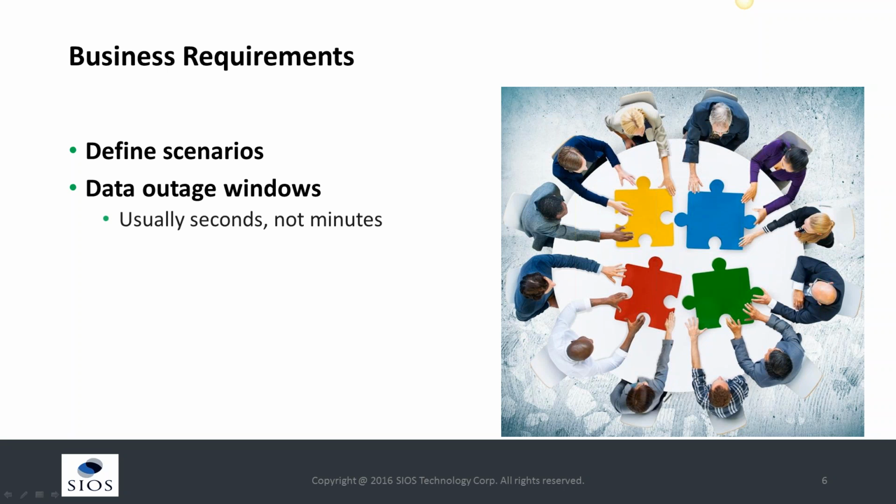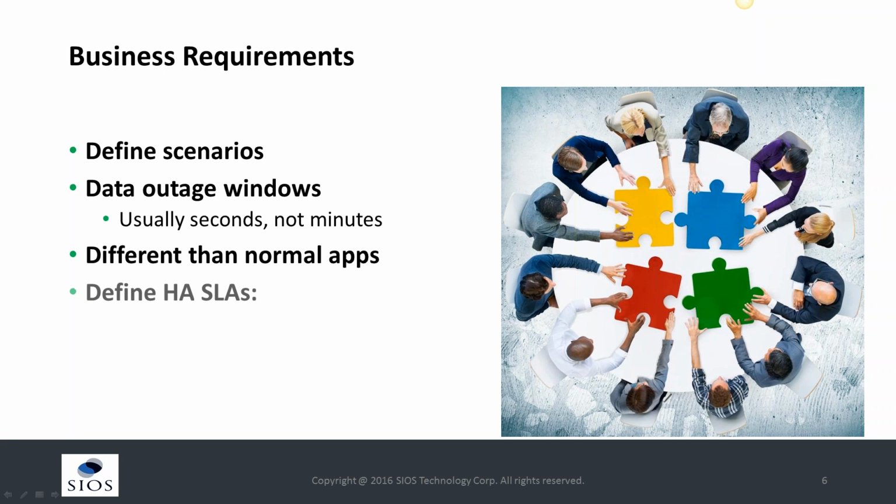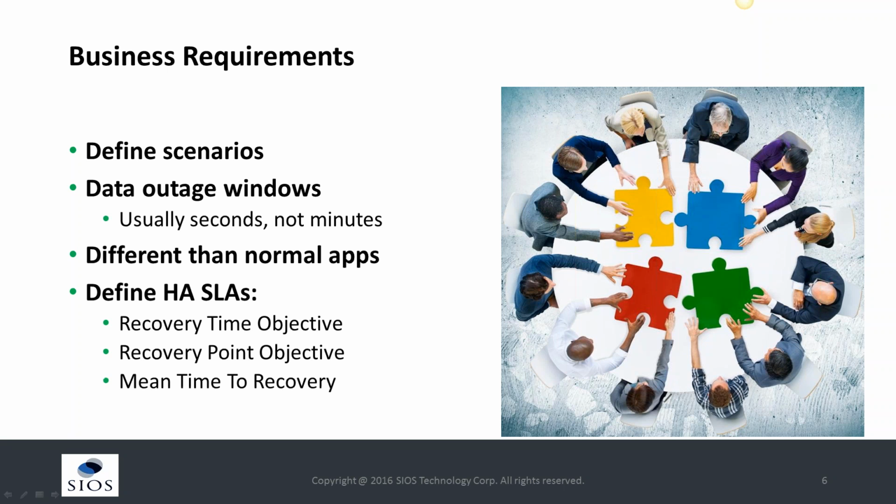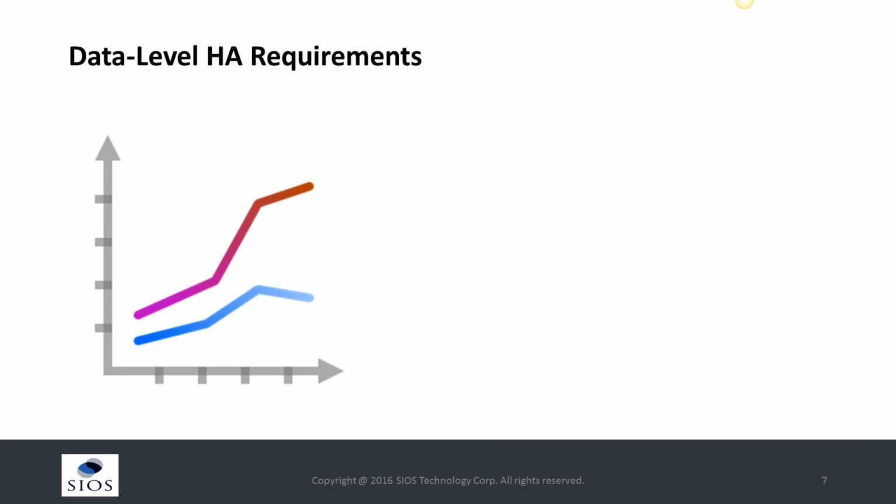So after we define the scenarios, define the outage windows, and there could be different ones for different types of apps. You have to define your SLAs, your recovery time objectives, your recovery point objectives, and the mean time to recovery. So remember, not all systems are to be managed the same way. You have to differentiate between planned and unplanned outages. This is one of the biggest sticking points that I see between VM admins and DBAs.